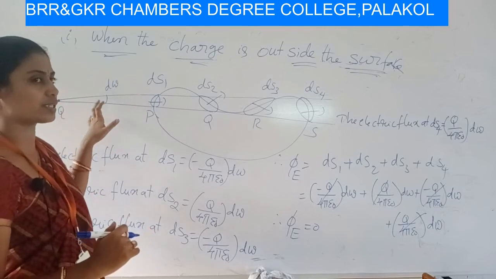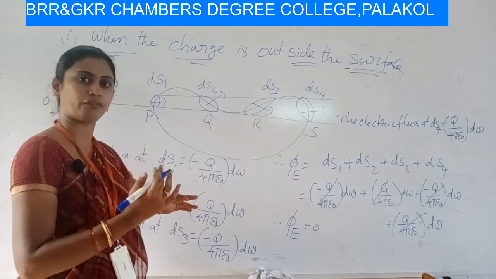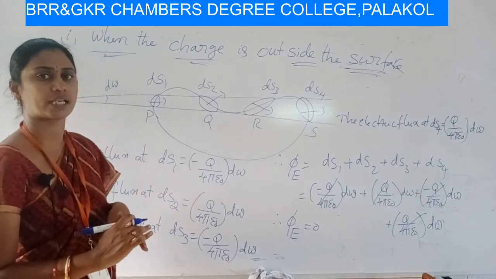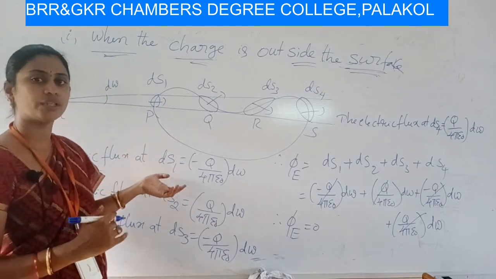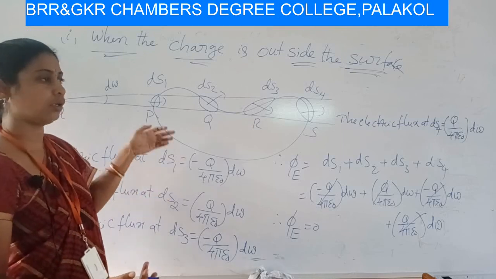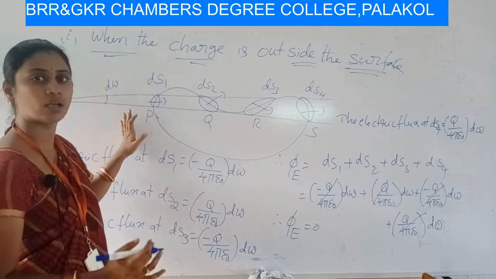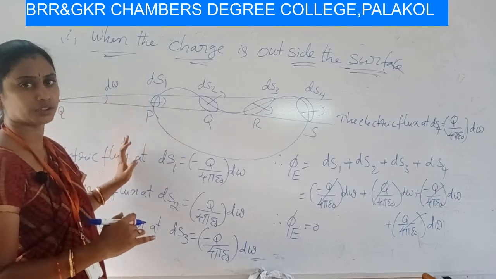So Gauss law says the total normal electric flux through any closed surface is equivalent to 1 by epsilon naught times the net charge enclosed within that closed surface. So by these two cases we proved the Gauss law statement.